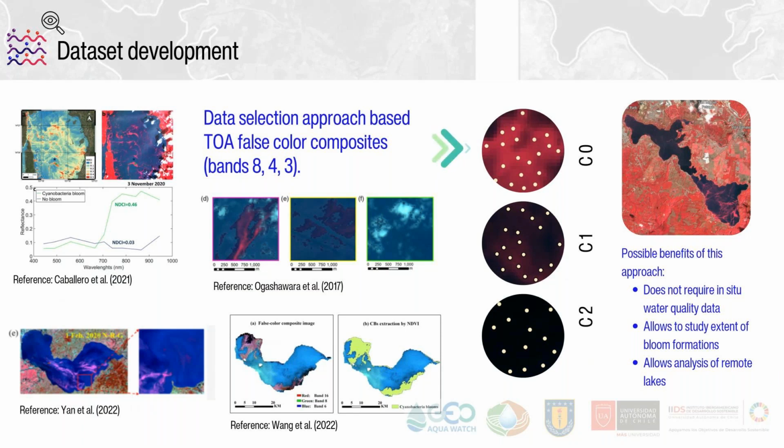This approach was based on distinguishing between classes, or colors in this case, by selecting these red or fuchsia colored pixels for one class, a darker shade of these colors like we can see here for another class, and then very dark pixels for the third class. Even though this is a really simple approach, we think that it can have several benefits for studying lakes. For example, it does not really require in situ water quality data, although it is of course preferred. We could use these classifications to quantify the extent of bloom formations, which will still provide really interesting data for managers. And this selection method could provide a simple way to analyze and access remote lakes.